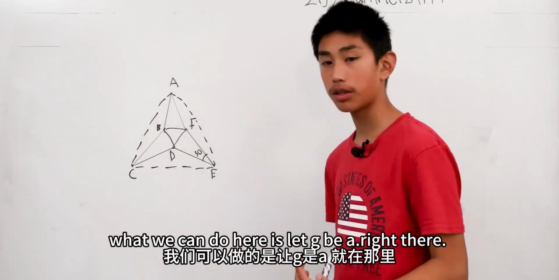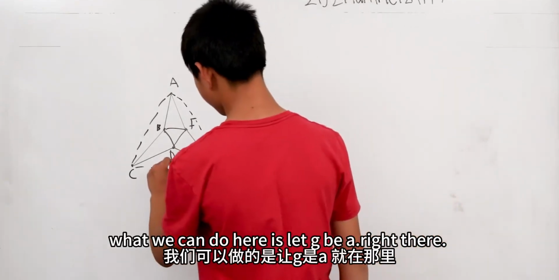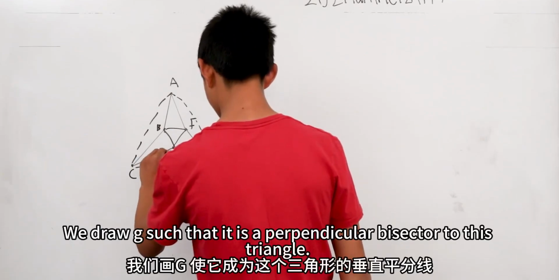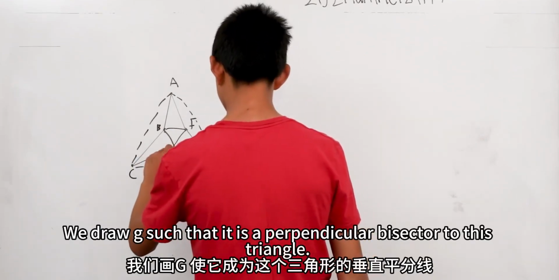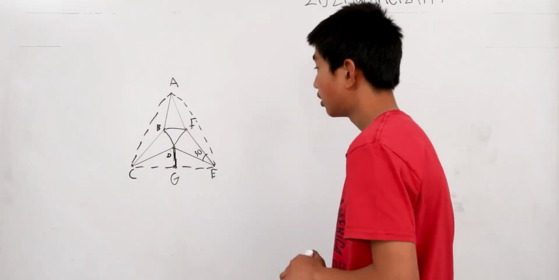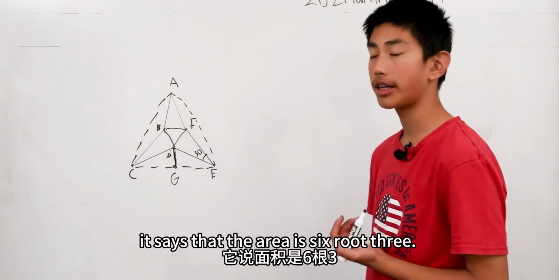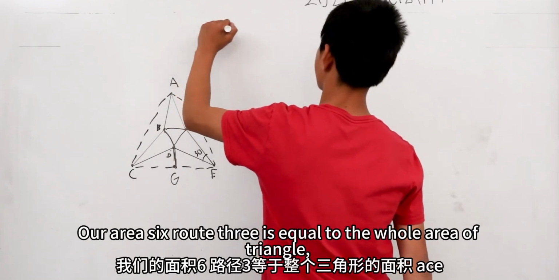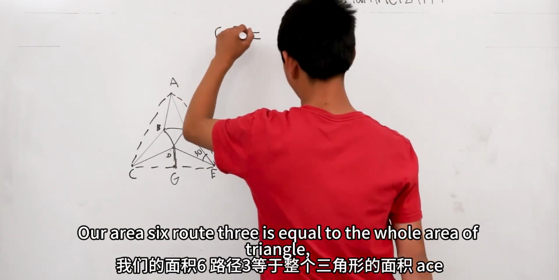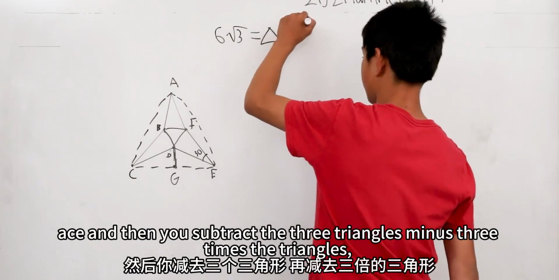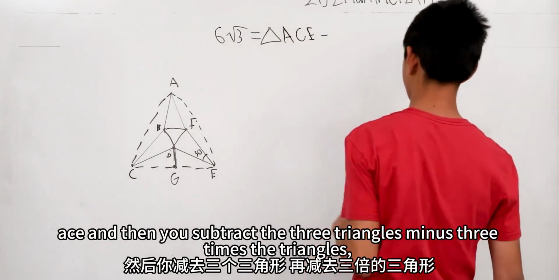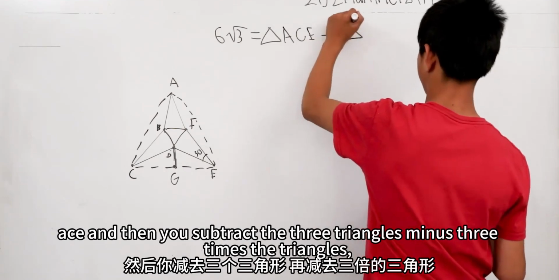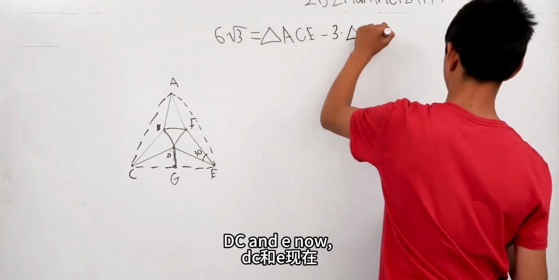Now, what we can do here is, let's let G be a point right there. We draw G such that it is a perpendicular bisector to this triangle. Now, basically, it says that the area is 6 root 3. So we can have an expression of the area here. So our area, 6 root 3, is equal to the whole area of triangle ACE, and then you subtract the 3 triangles, minus 3 times the triangles DCE.